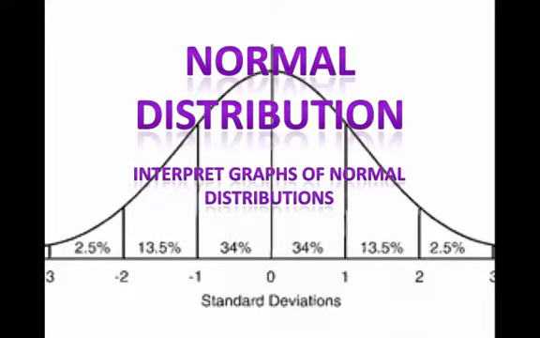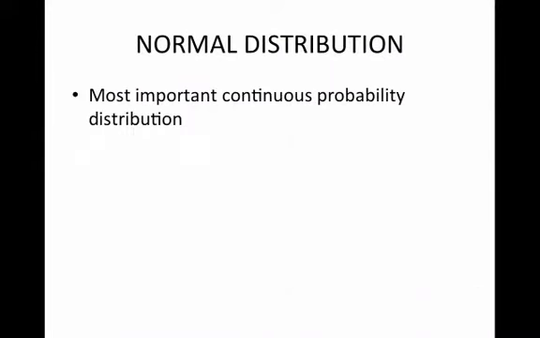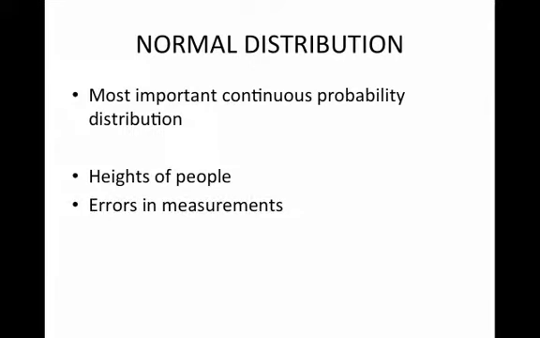In this video, we're going to interpret graphs of normal distribution and become familiarized with the properties of normal distribution. So probably the most important continuous probability distribution in statistics is the normal distribution. Normal distribution can be used to model many sets of measurements in everyday life, in nature, in industry, in business. For instance, heights of people fall in a normal distribution, errors in measurements that we take, blood pressure, and scores on a test are often normally distributed.